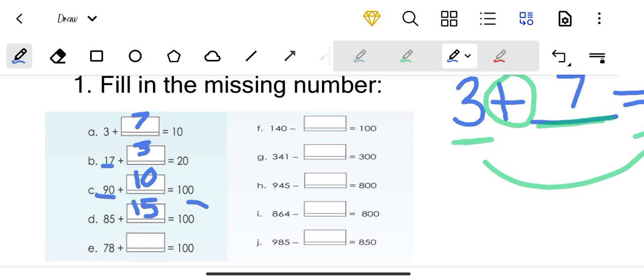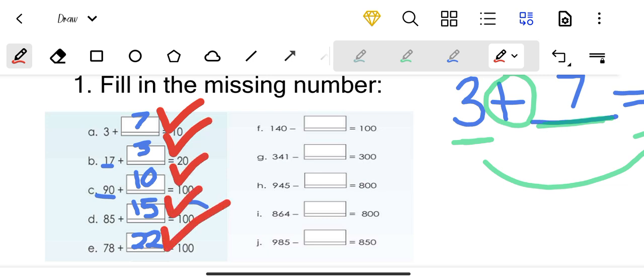It says 78 plus blank is equal to a 100. Same thing. You check, okay, what did they do to 78 for me to get a 100? If I say 22, do I get a 100? Let's see. 8 plus 2 is 10. So 90 plus 10 is what? It is 100. So it means that here they added a 22. So that's 1, 2, 3, 4, and 5, and you are done with addition.